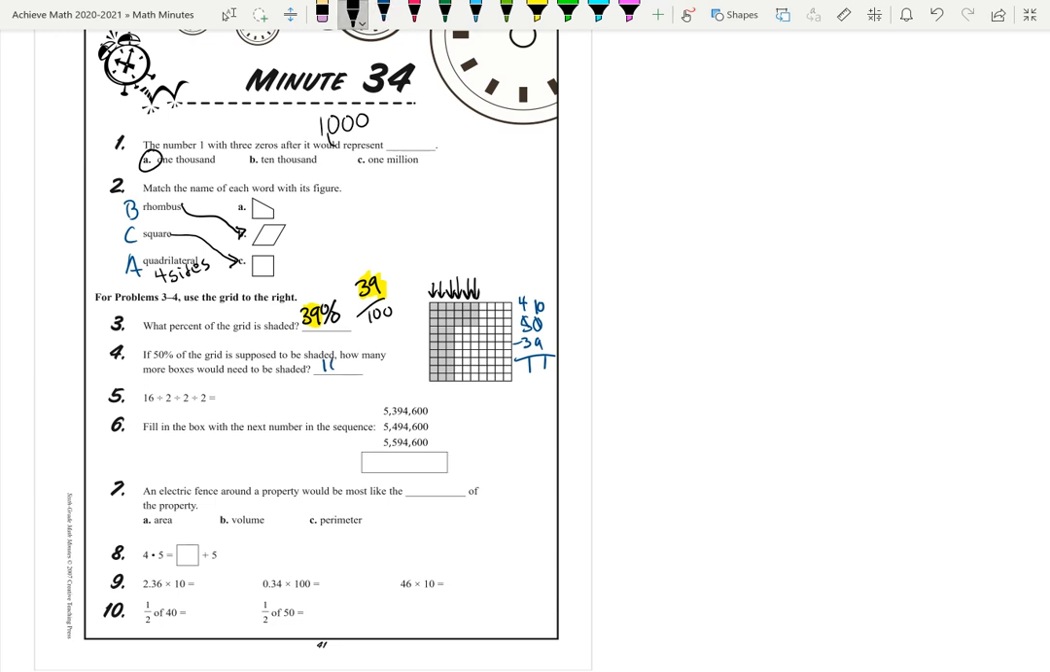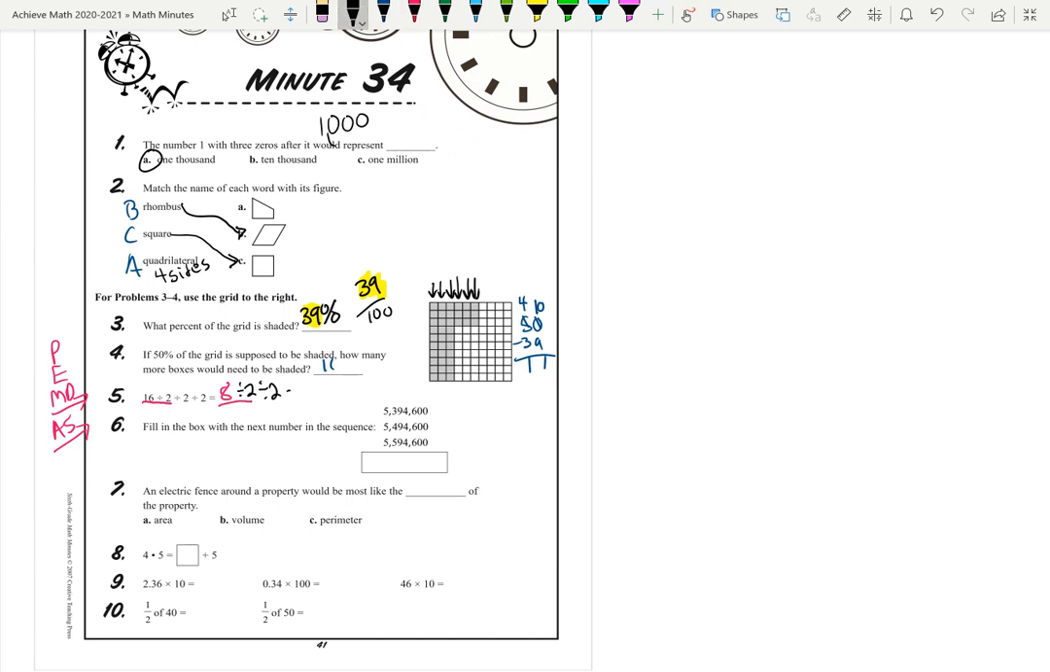Now, number 5, the key to this is my order of operations. Order of operations is please excuse my dear Aunt Sally, going left to right. So I'm going to go ahead and multiply and divide, whichever comes first, going left to right. So this is going to turn into 8 divided by 2 divided by 2. I'm going to go ahead and do it again.